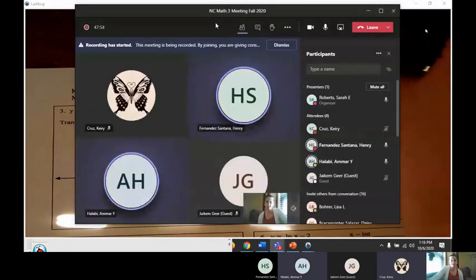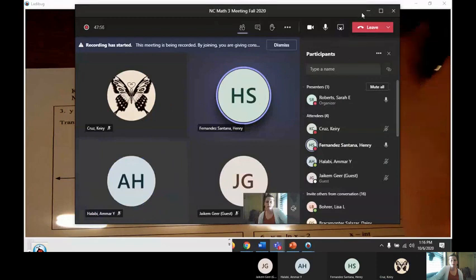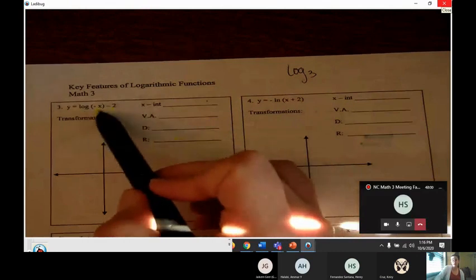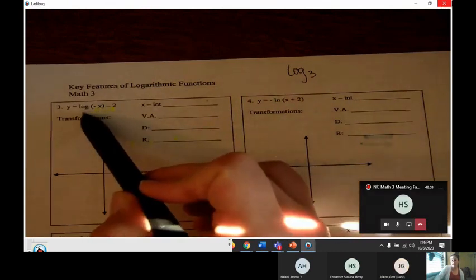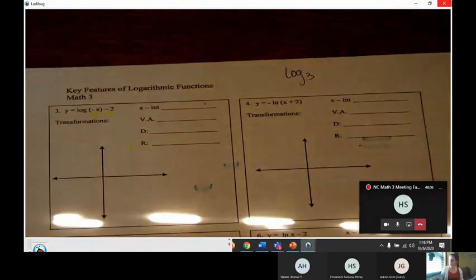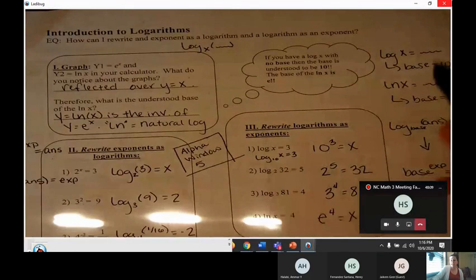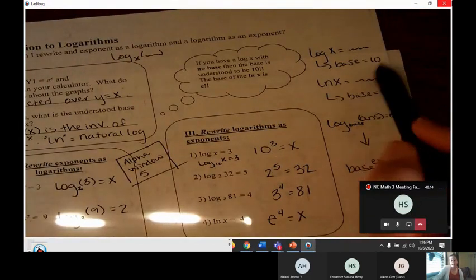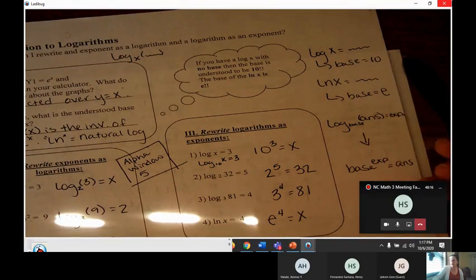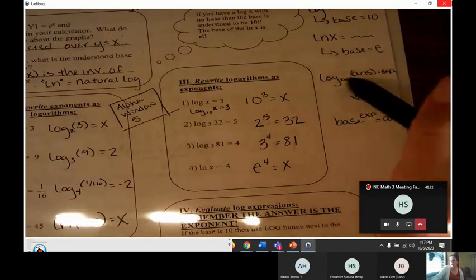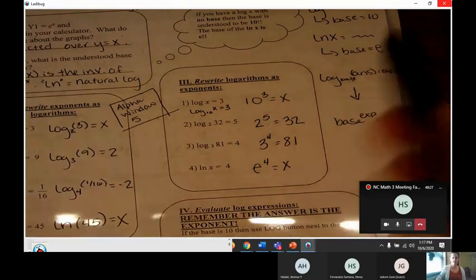Wait, adding to her question, because I didn't hear it correctly. So you say you're adding what if the 3 is not there? So if the 3 is not there, for example at number 3, the base here is 10. We just don't ever say it. So we talked about that yesterday. If you just have log of x equals something, that means your base is 10. If you have ln, its base is e. If you have log, but you have a number here, then the base is the number. Okay.